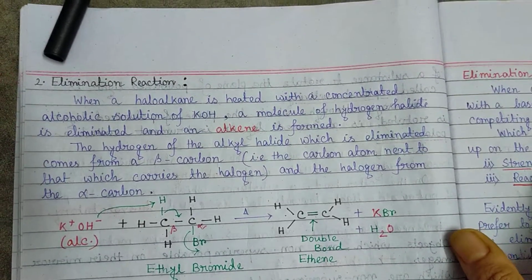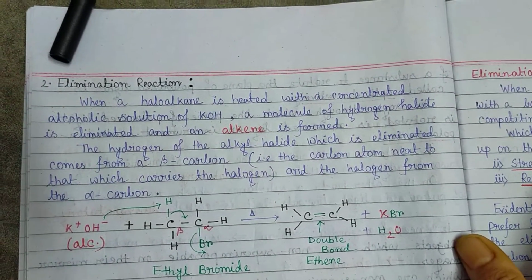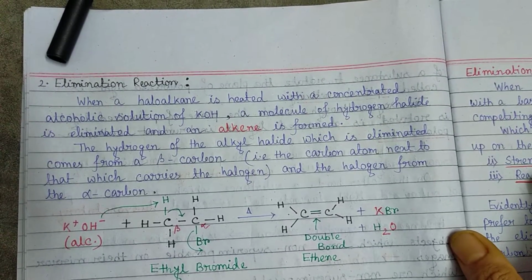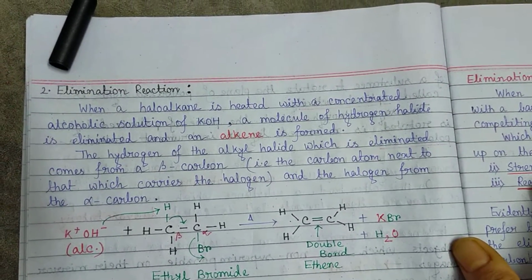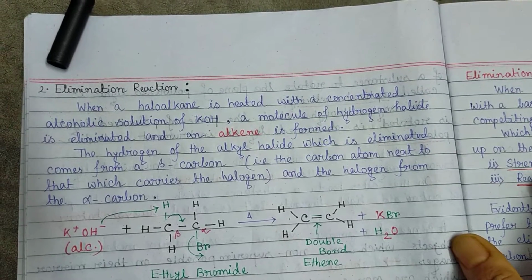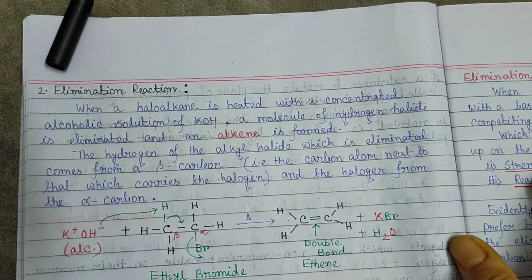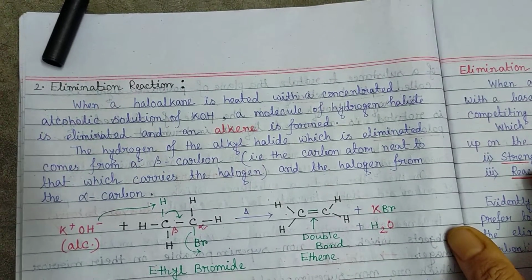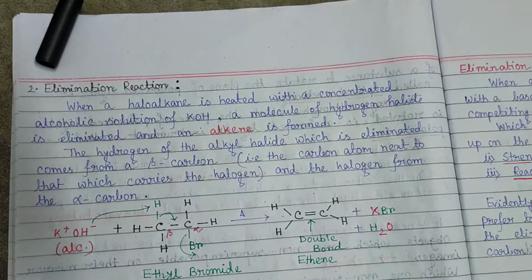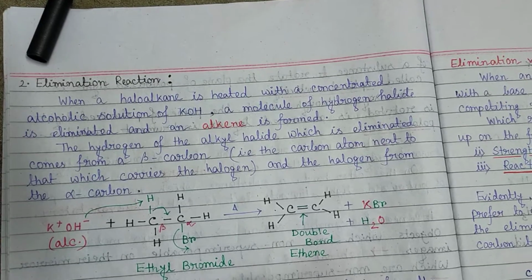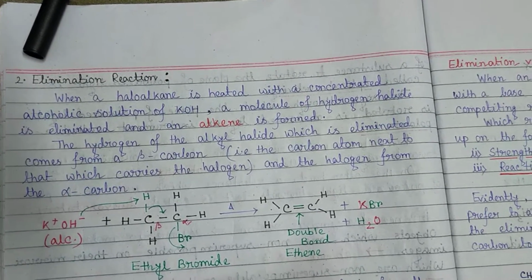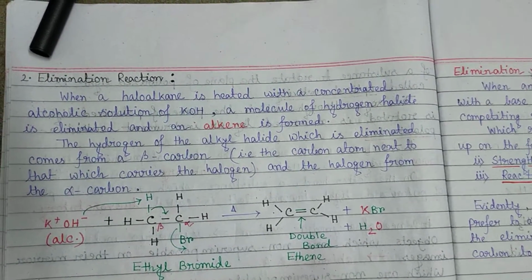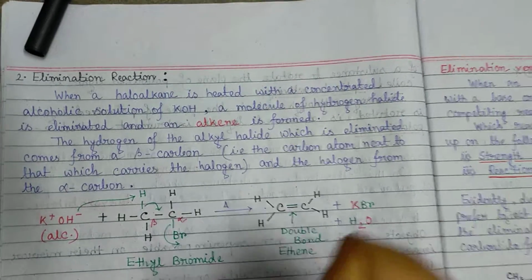In this video, we are going to explain the chapter Haloalkanes and Haloarenes, class 12. In the last video, we have seen the chemical reaction, that is the nucleophilic substitution reaction of haloalkanes. Now in this video, we are going to explain another chemical property, which is the elimination reaction for haloalkanes.